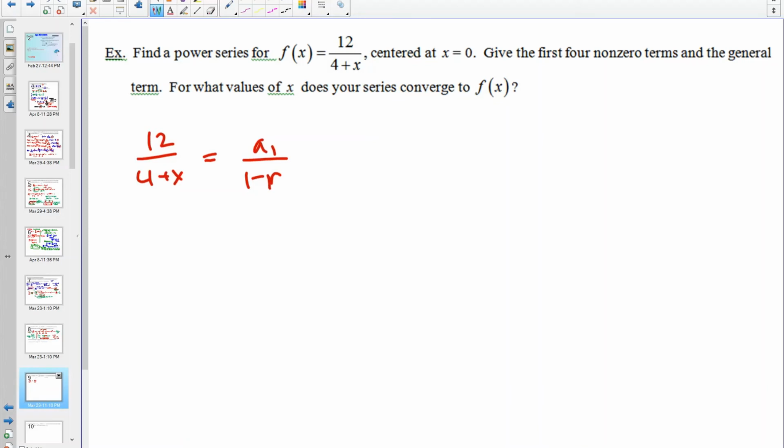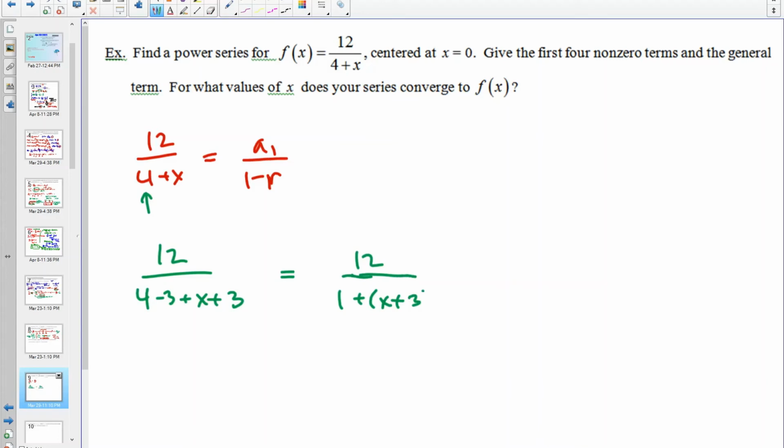So what I need to do here is make this a 1. And there are different ways to make this a 1. I could subtract 3, but that's not actually a good way to do it, and I'll tell you why. Because if I subtract 3, I also have to add 3. And so what will happen is I'll get 12 over 1 plus x plus 3.